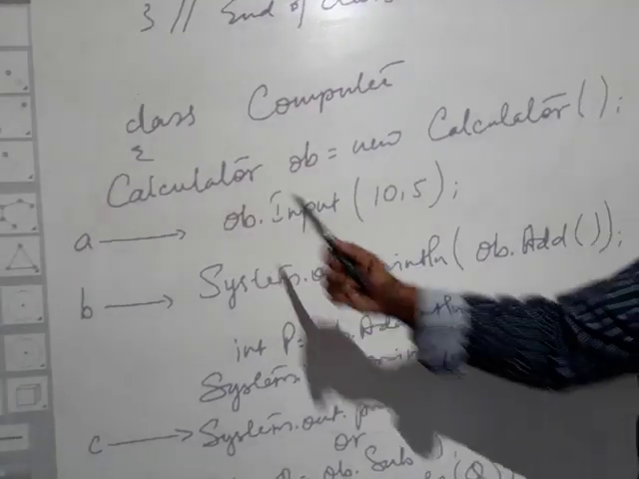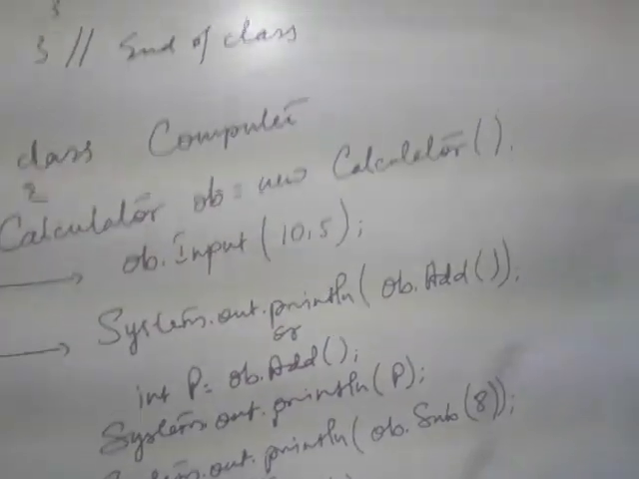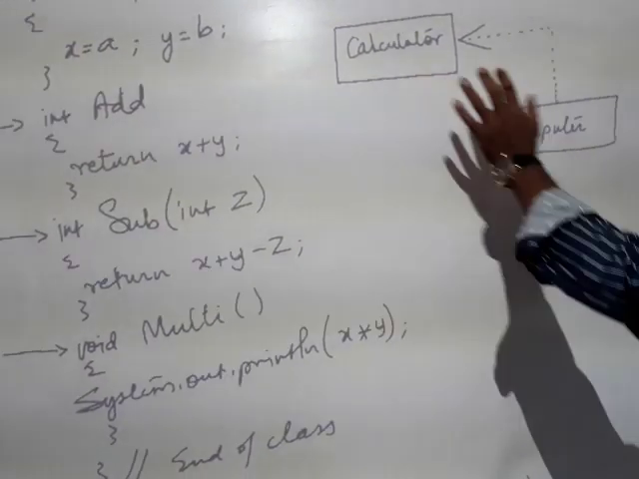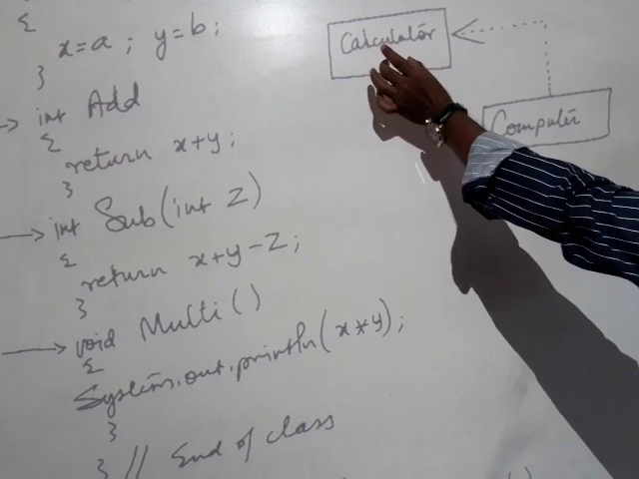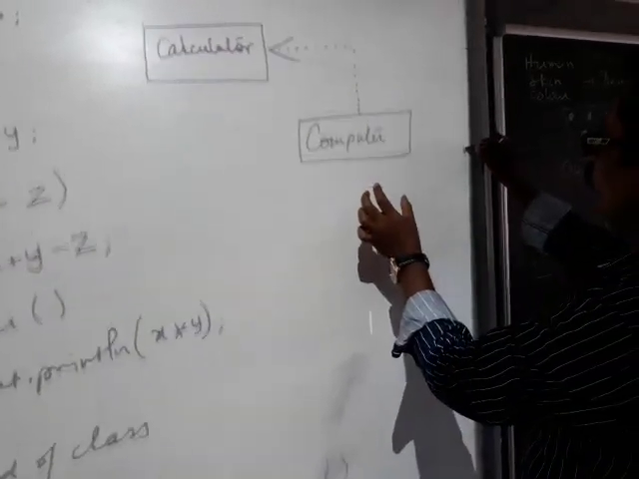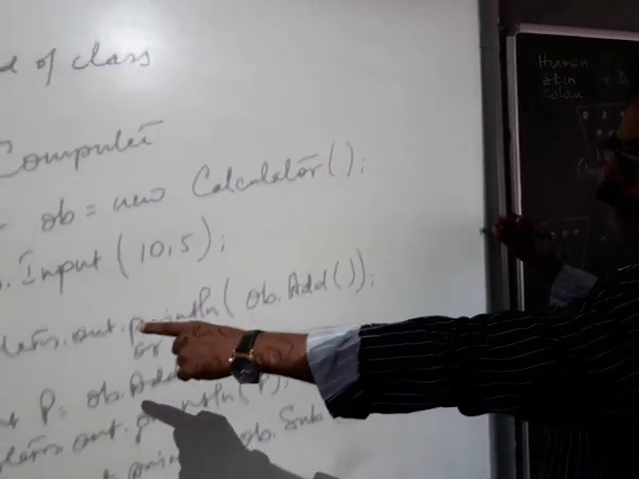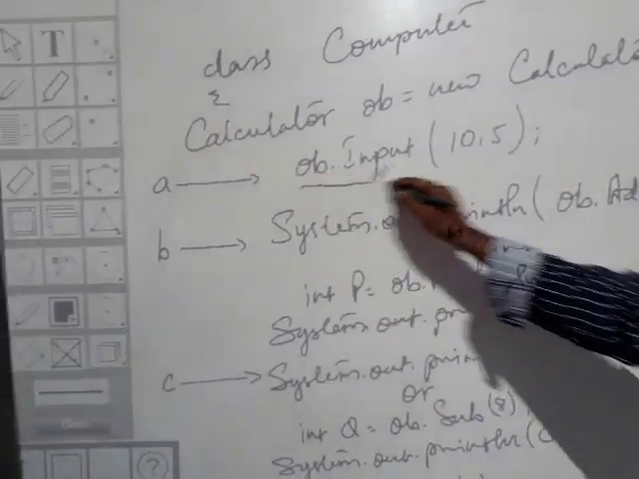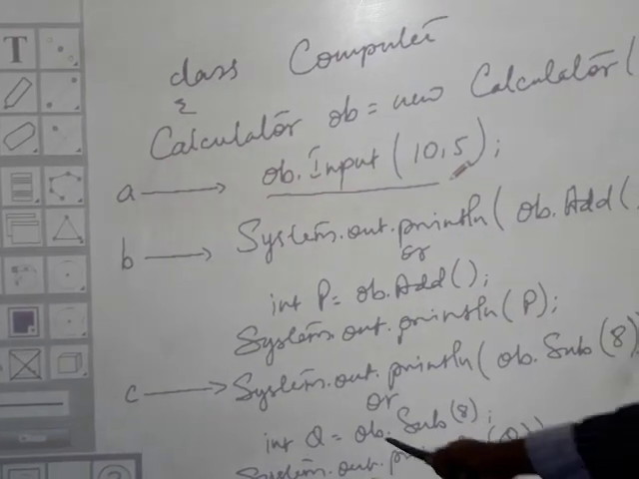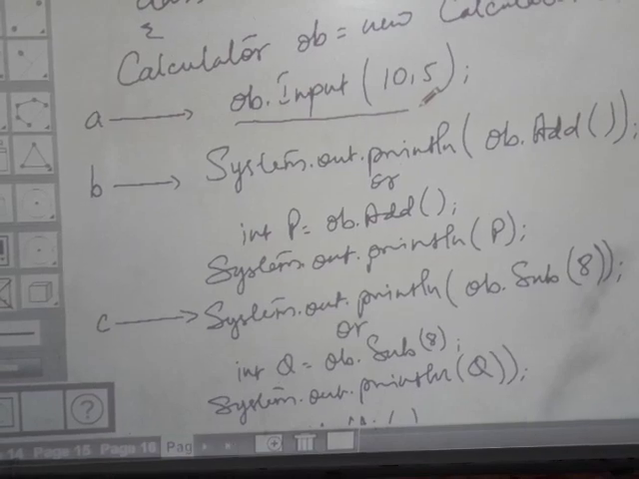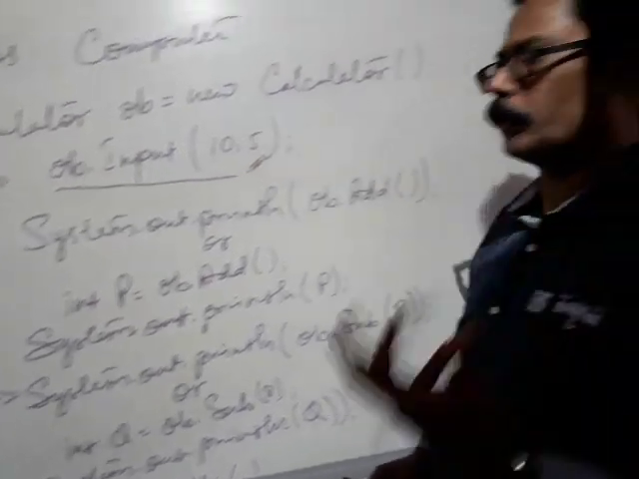From the computer class, in fact, it is just like a remote, and the calculator is a television. If I want to invoke those channels, I can use this remote. So here the remote will contain all the calling functions. These are all function calls. Wherever you find ob.input, ob.add, ob.sub, these are nothing but calling functions, also known as function calls.